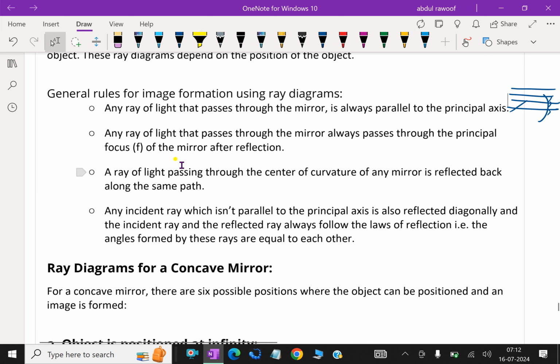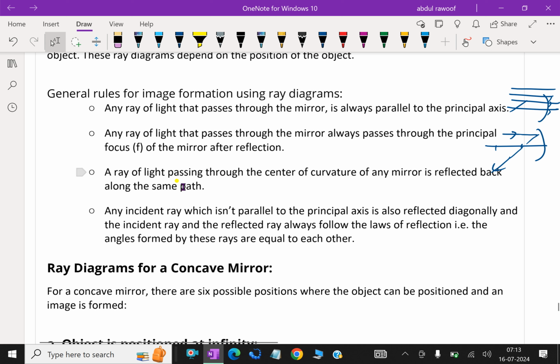Any ray of light that is parallel to the principal axis always passes through the principal focus of the mirror after reflection. That means the ray reflects back through the focus. Look here, this is the focus. One ray goes like this, it comes back like this. All rays parallel to the principal axis reflect back through the focus.